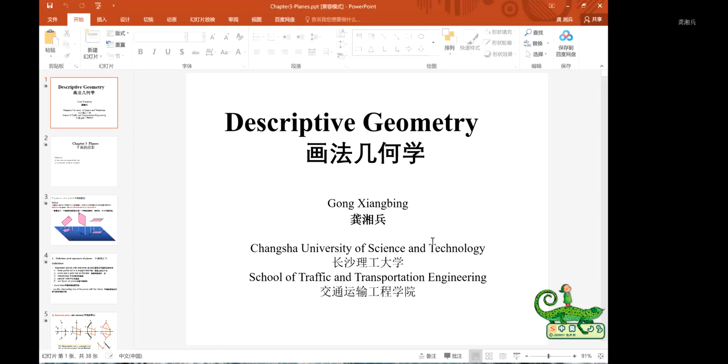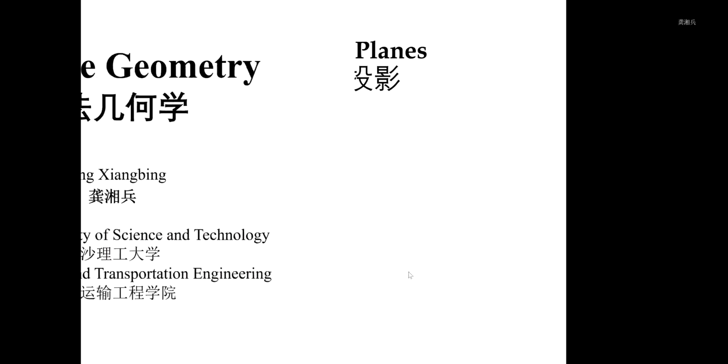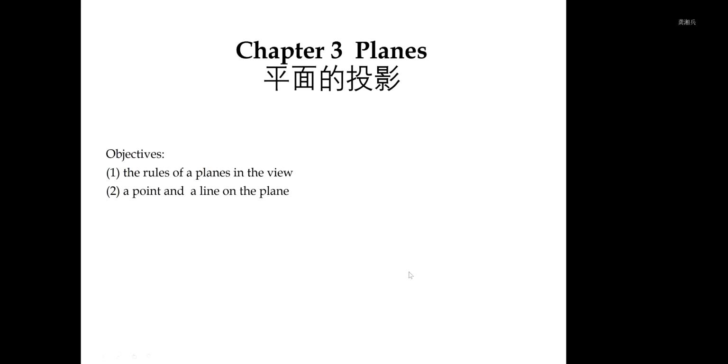We go ahead to the PowerPoint and show you the content of this class. This is chapter 3, the planes. The objective, as I mentioned at the beginning of this class, is to know the rules of the plane in the views. How about the projection of the plane, and how can we formulate a plane? You can construct a plane in a three-dimensional projection system, and also appoint a line on the plane.